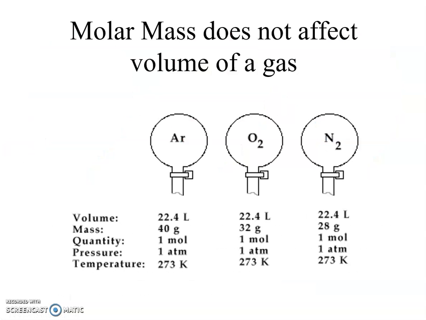Another illustration here: different gases occupy the same volume. They'll have different molar masses based on their particles, and we talked about the oxygen and nitrogen in the last slide. But they still all contain 1 mole of gas, or 6.02 times 10 to the 23rd particles. Their pressure would all be 1 atmosphere, and their temperature is all 273.